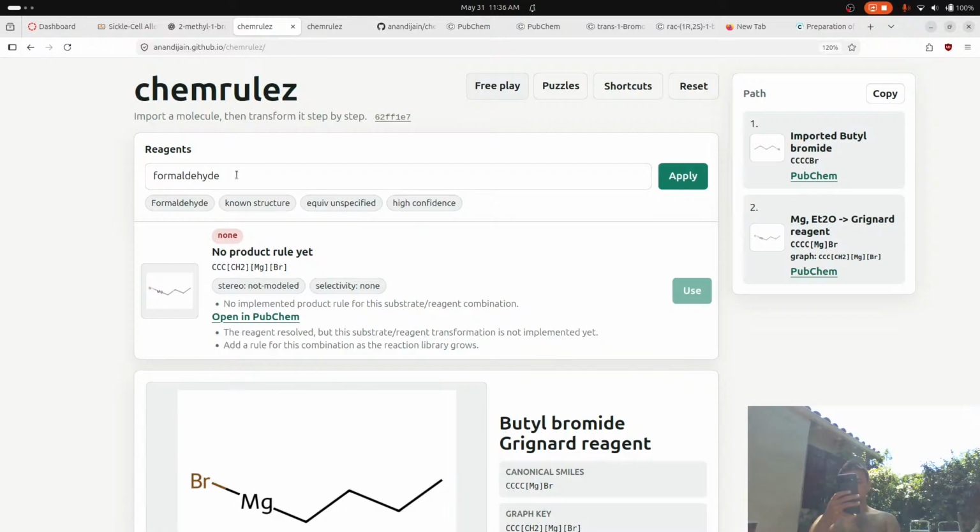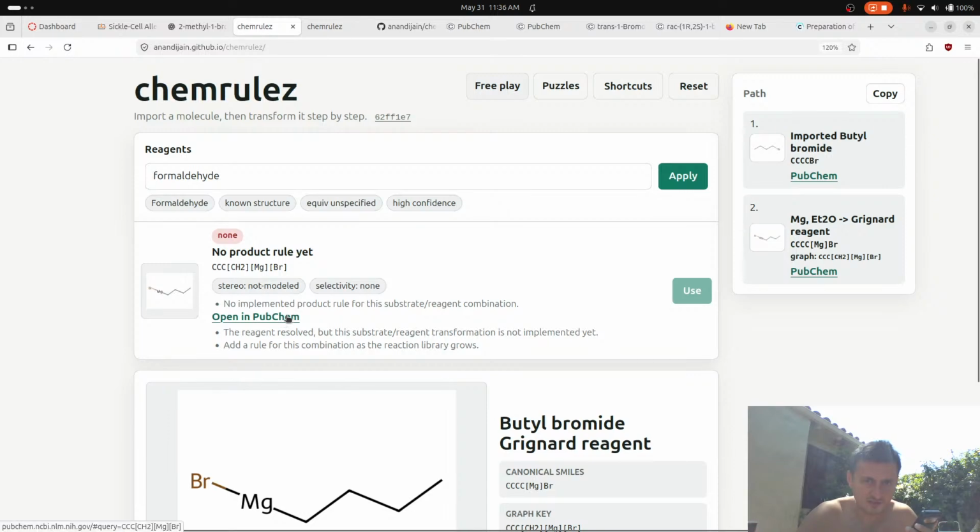I was trying to do a basic Grignard reaction. So first I started with bromobutane, then I added magnesium, and I got the Grignard reagent, which was good. But then I tried to react it with formaldehyde, and nothing. It said no product rule. Also, I see here that it... well, okay. Maybe in the future, maybe write this down somewhere.